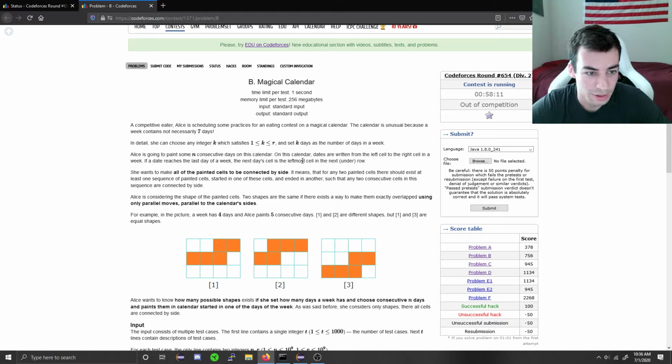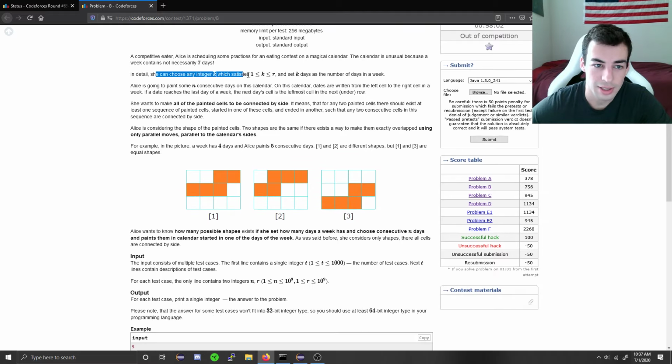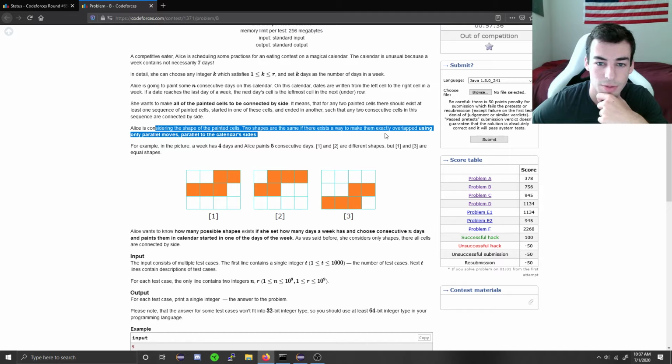A competitive eater. Alice is scheduling some practices for an eating contest on a magical calendar, which does not have 7-day weeks. She can choose any integer k from 1 to r and set k days a week aside. Or instead, k days a week, so a week has k days. She's going to paint some n consecutive days in this calendar. On this calendar, dates are written just like a normal calendar. Considering the shape of painted cells, 2 shapes are the same if you can make them overlap using only parallel moves parallel to the calendar's sides.